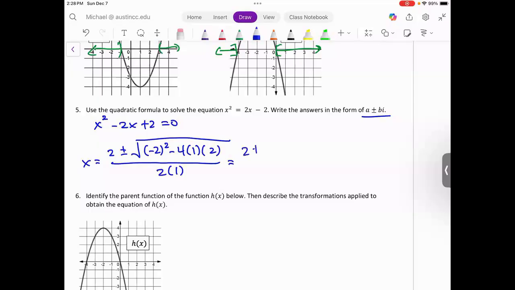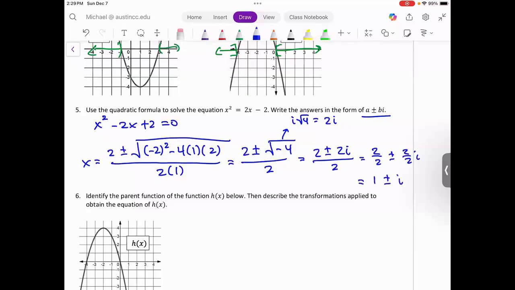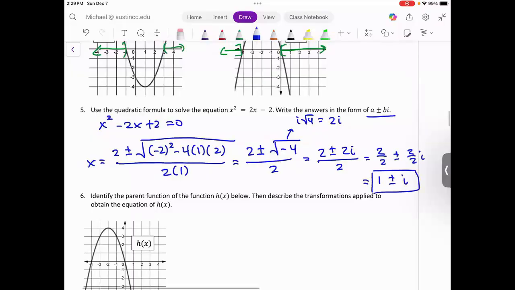Okay, so we get 2 plus or minus. We evaluate under the square root. We get negative 4, all divided by 2. The square root of negative 4, we pull that i out, and then take the square root of 4. So we're left with 2i. And then if we split that up, it's 2 over 2 plus or minus 2 over 2 i. Those are both just equal to 1. So we're left with 1 plus or minus i.